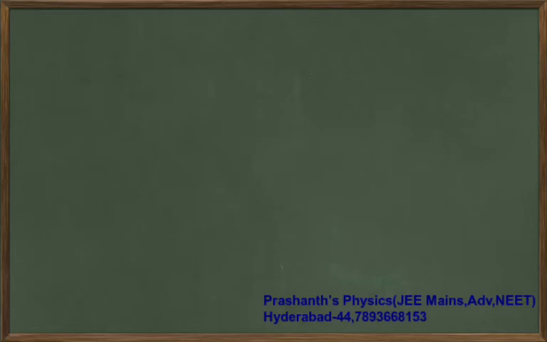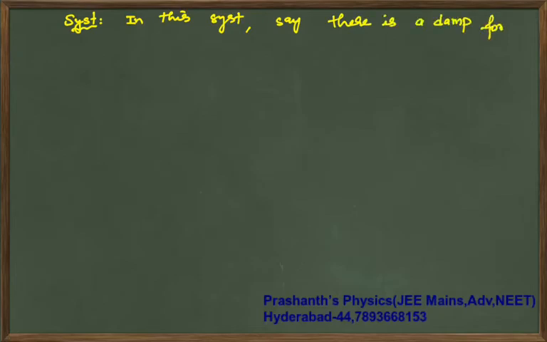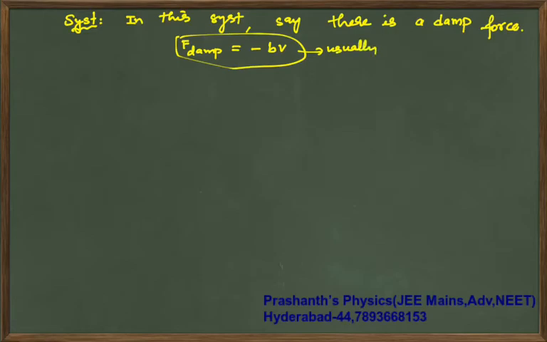Now let us say there is some system, and in this system there is a damping force. Your damping force is equal to minus b into v. Usually damping force will be opposite to velocity, so that is why we are keeping a minus sign.